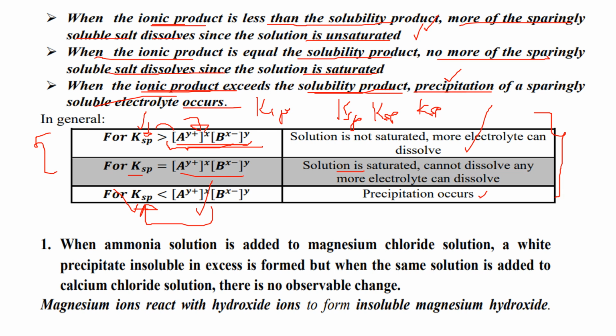So looking at example 1, you are told that when ammonia solution is added to magnesium chloride solution, a white precipitate insoluble in excess is formed. But when the same solution is added to calcium chloride solution, there is no observable change. You are supposed to explain. Here we are going to say that magnesium ions are going to react with hydroxide ions to form insoluble magnesium hydroxide.